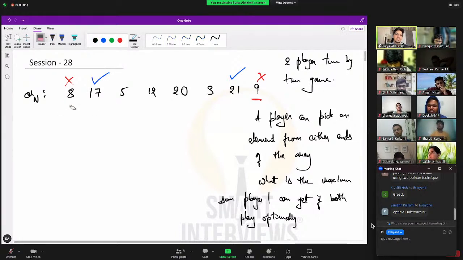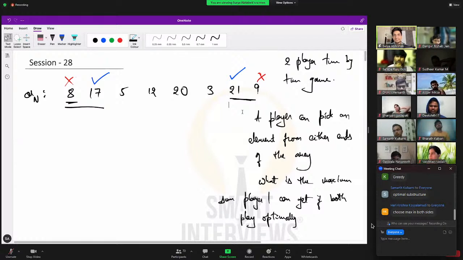Now, if you say, okay, I will not check just 8, I will check 8 and 17, I will check 9 and 21, and then I will decide, then you are extending your greedy by one more step, that's it. Instead of checking greedily over here, you're checking greedily over here. That is still not going to work. A greedy approach is a local optimum. We don't want a local optimum here. We want a global optimum here. So choosing max on both sides is clearly a very bad approach for us.